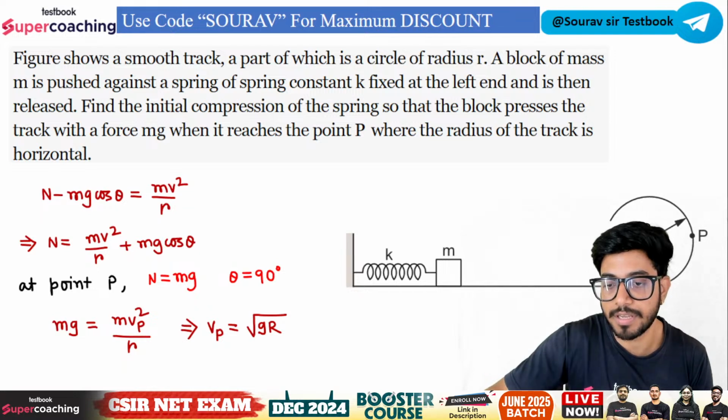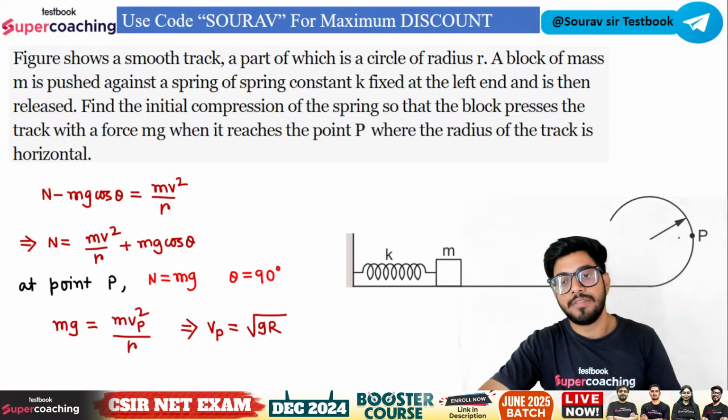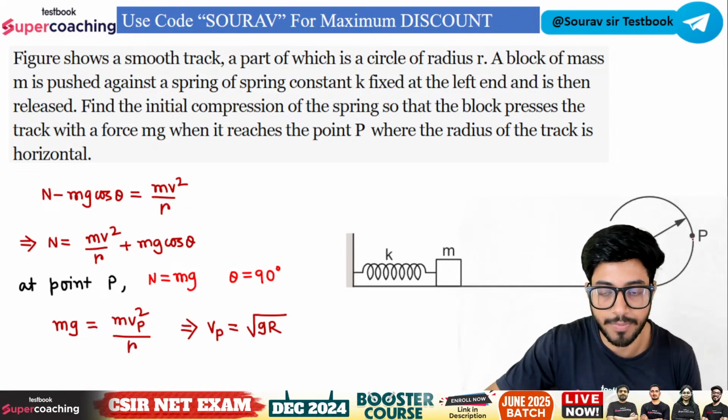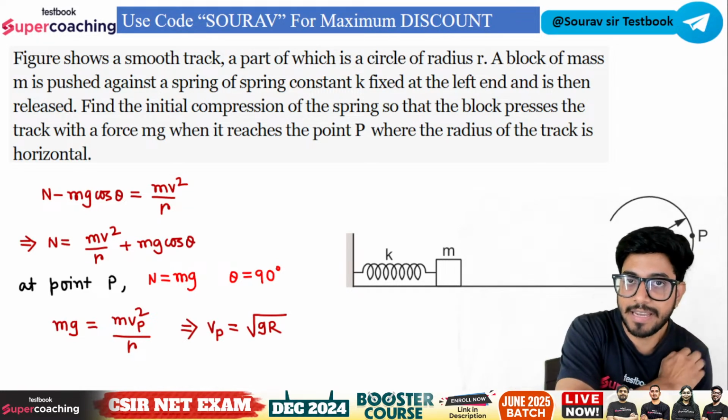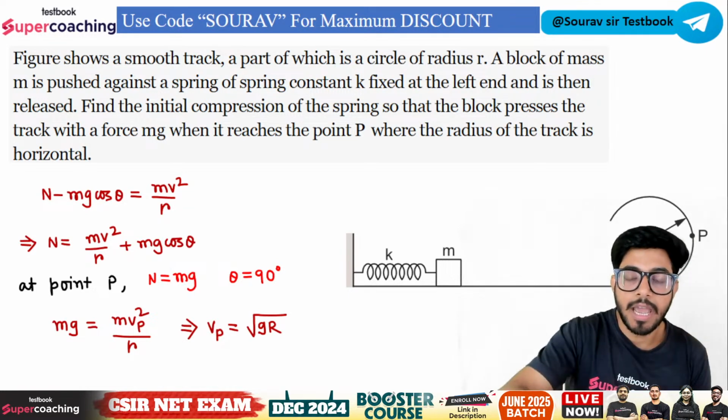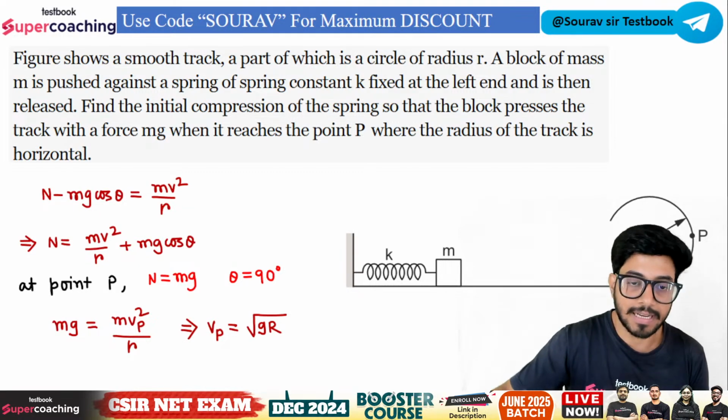If this is root over of gr, what is the velocity at the bottommost point? If this is the velocity at this point P, what is the velocity at the bottommost point? At the bottommost point, it must have some kinetic energy, half m v square, but no potential energy. At the point P, it has potential energy plus kinetic energy.